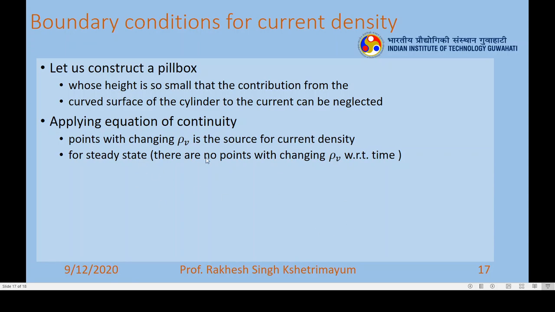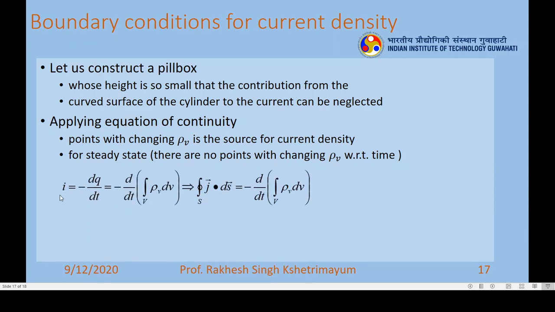But let's say you consider a steady state situation. In the steady state situation, there won't be any point where your volume charge density is changing. It has already attained a steady state. There won't be any change in the volume charge density at any point with respect to time. So that is what we're going to observe here.